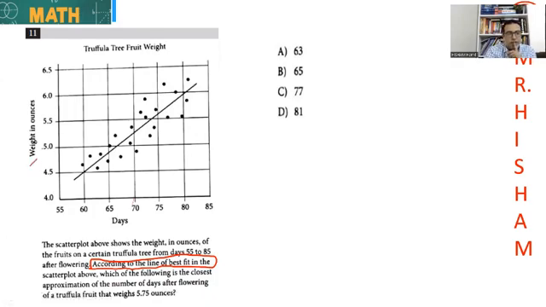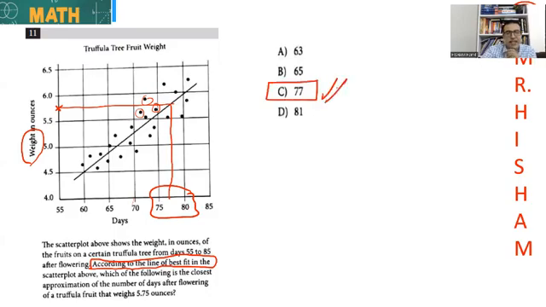So here is the weight. I go to the point 5.75, which is exactly the midpoint between 5.5 and 6. I draw a line. I don't look at these points. Why? Because it says line of best fit. Draw a perpendicular, and as we can see, the value is between 75 and 80. And the only value that lies between 75 and 80 is 77. So the right answer is 77.